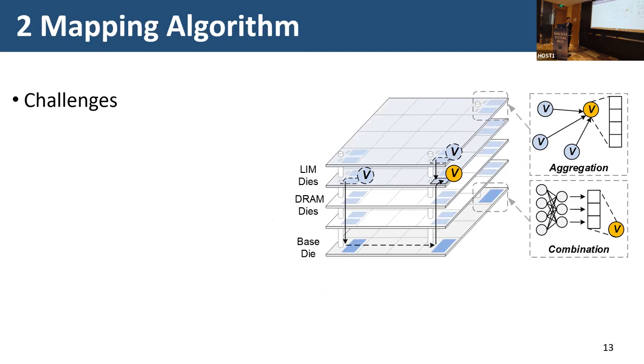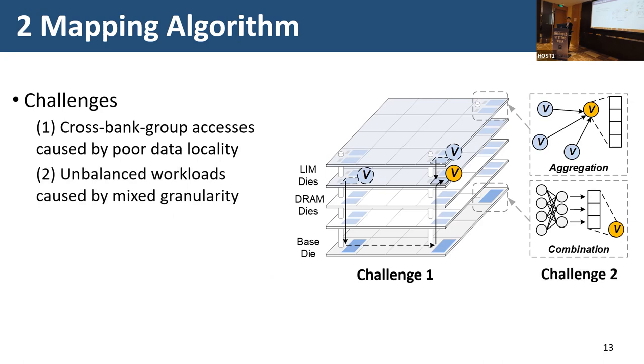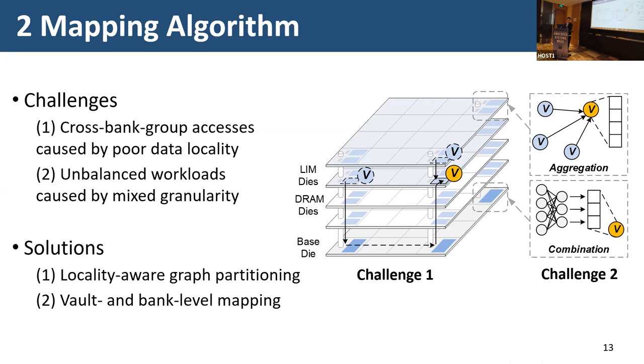Although the CIM architecture provides a 3D stack layout to address the bandwidth issue, there's still a lack of a mapping strategy that can fully optimize both data locality and workload balancing for GCIMs. Challenges arise. Therefore, we propose the locality-aware graph partitioning and the vault and bank level mapping.